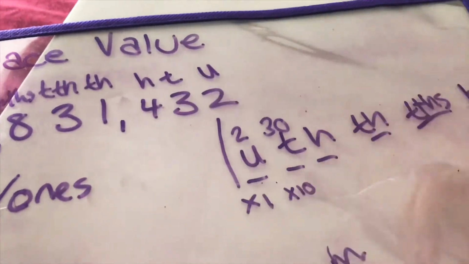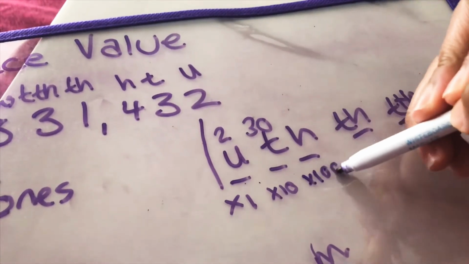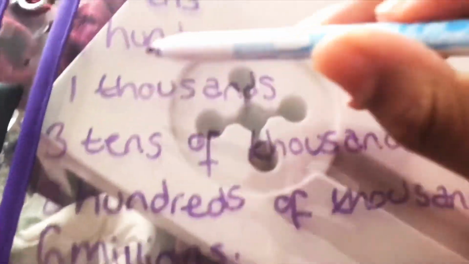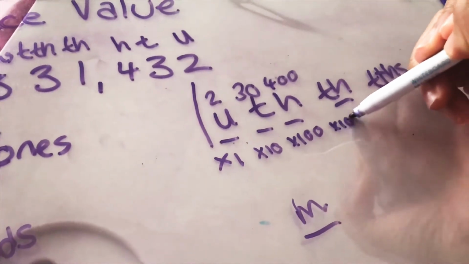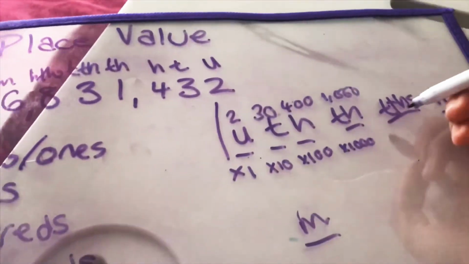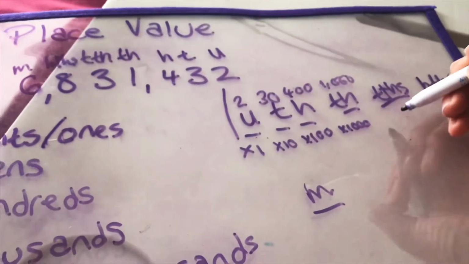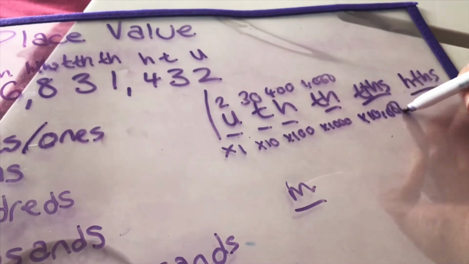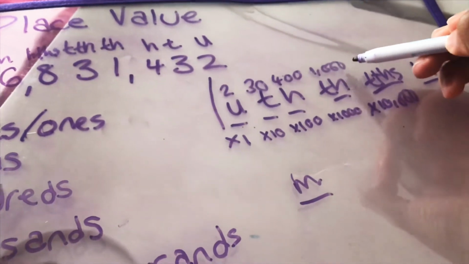For the hundreds now, there's 400. So 4 times 100 is 400. Okay, thousands. So we said there's 1,000. So 1 times 1,000 is 1,000. All right, tens of thousands, we said it was 30,000. So we're going to times that by 10,000. Tens of thousand, 10,000. So what number is that going to be? 30,000.